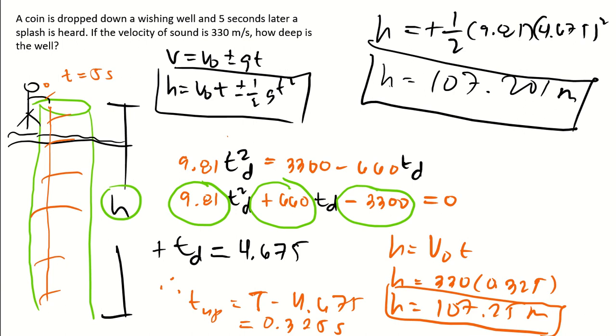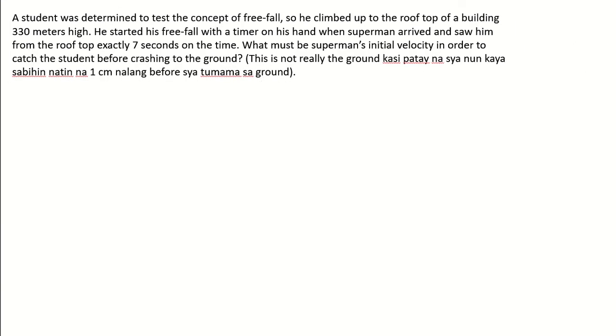So, last question. Okay, so for the last question. A student was determined to test the concept of free fall. So, he climbed up to the rooftop of a building 330 meters high. So, he started his free fall with a timer on his hand when Superman arrived and saw him from the rooftop exactly 7 seconds on time. So, what must be Superman's initial velocity in order to catch the student before crashing to the ground? So, this is not really crashing, no? Ground, no? Kasi nga, patay na siya. Pero pwede natin i-neglect yung 1 cm.